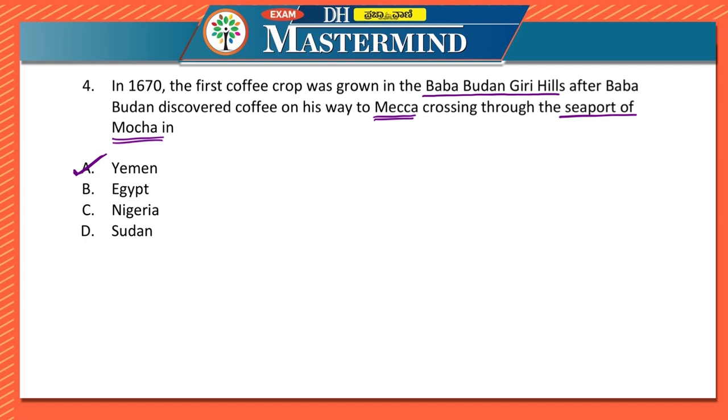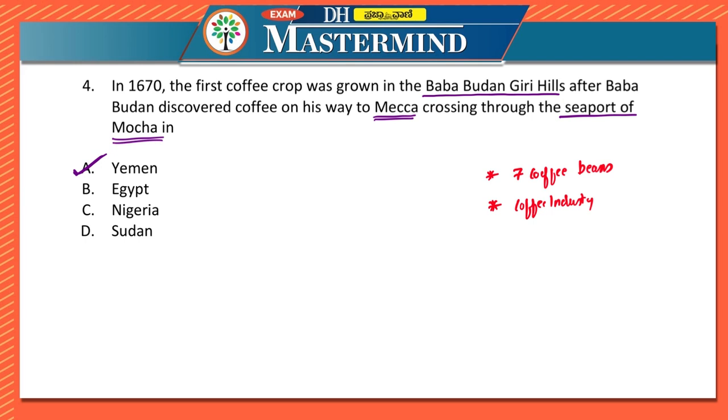So what they did is they bought around 7 coffee beans from Yemen in order to introduce that aroma of coffee to India. And this was the starting point of the coffee industry in India.